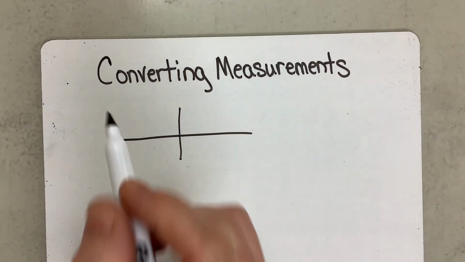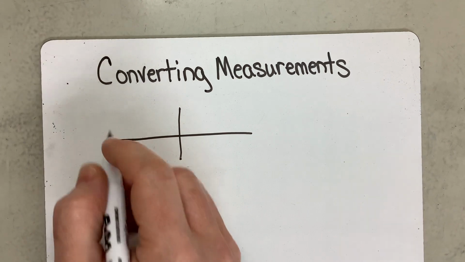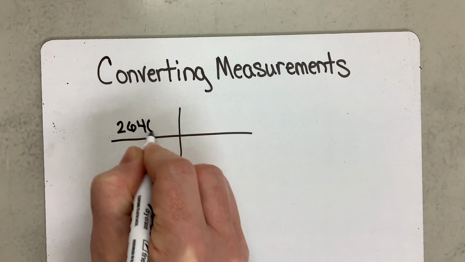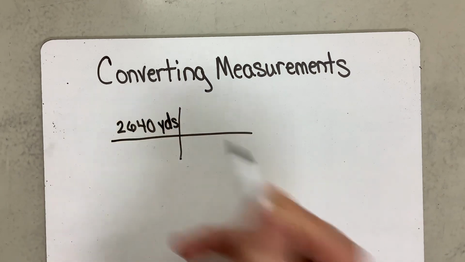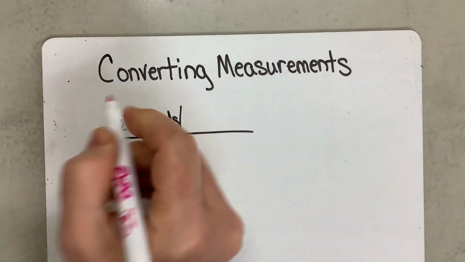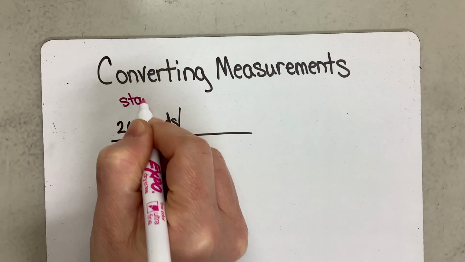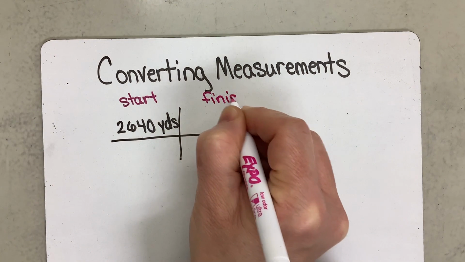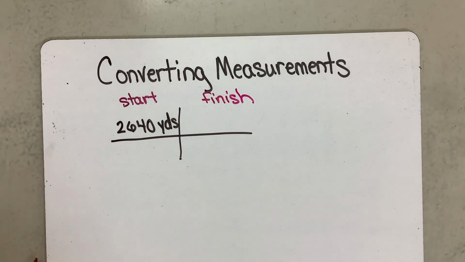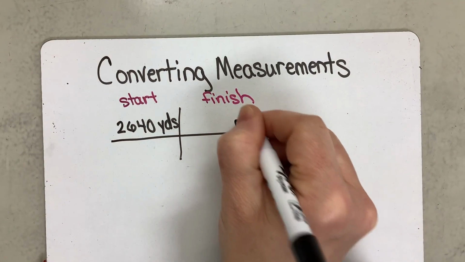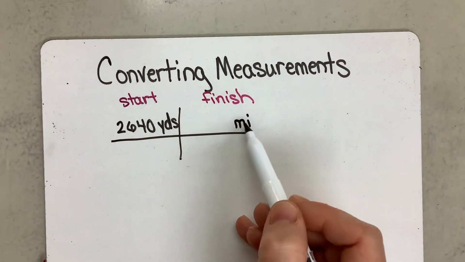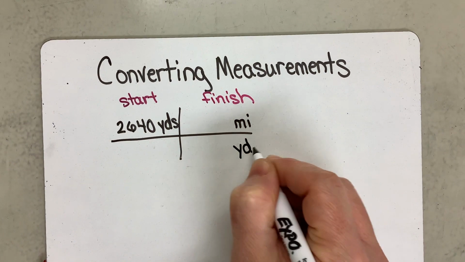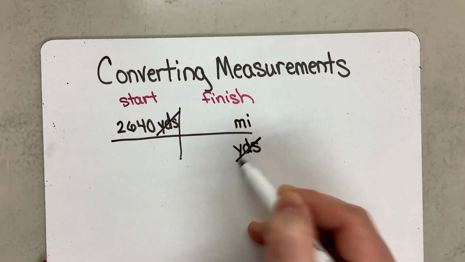problems. So in this problem, I'm going to start with, let's use this one, 2,640 yards. Okay, so we always put what we are starting with in the first spot. We are going to put what we want to finish with on the other side. And I want to go to miles. Now, I'm trying to end up with miles, so what I need to do is get rid of yards. So I'm going to put them in the denominator because that way they will cancel out.